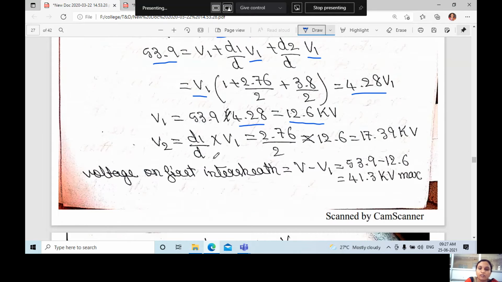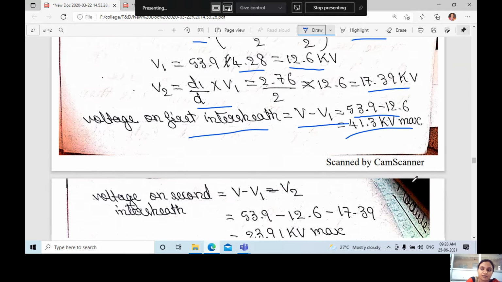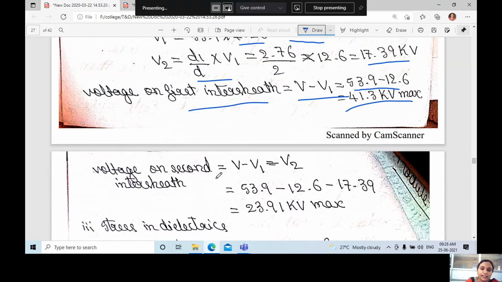V2 is equal to, there is a formula, and if you substitute you will get V2 value 17.39 kilovolt. What about the voltage on first intersheath? V minus V1, that is 53.9 minus 12.6, you will get 41.3 kilovolt. That is the maximum voltage. On second intersheath, V minus V1 minus V2, so you will get 23.91 kilovolt. This is a minimum stress.